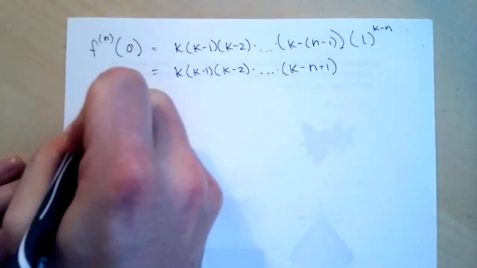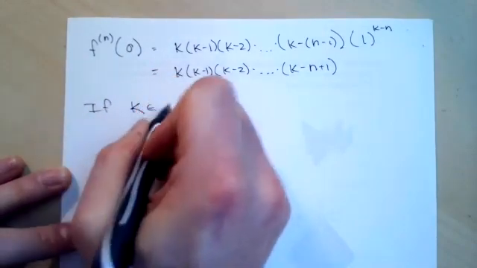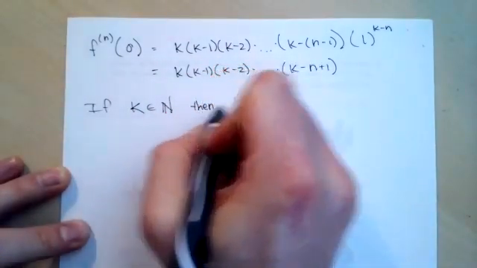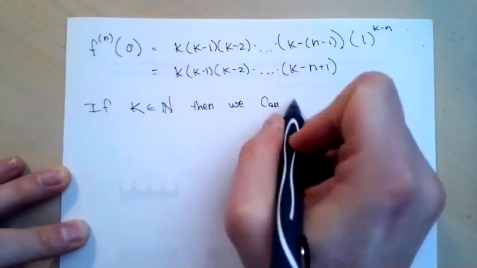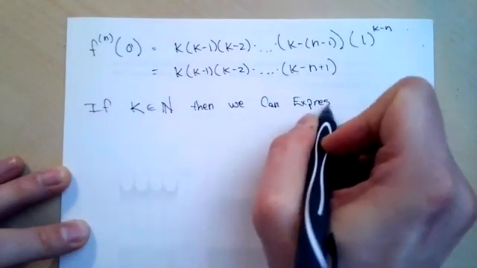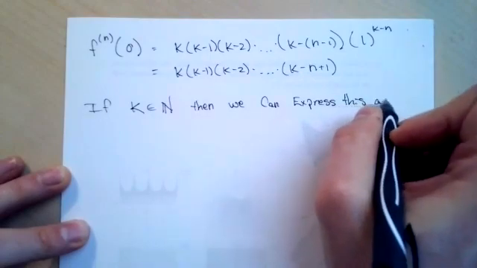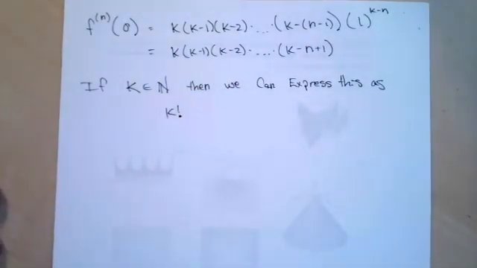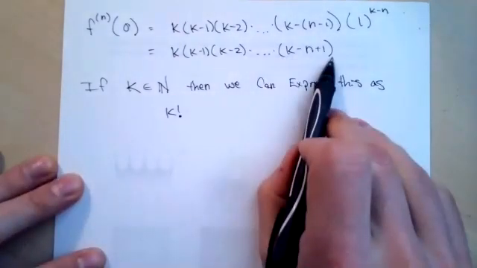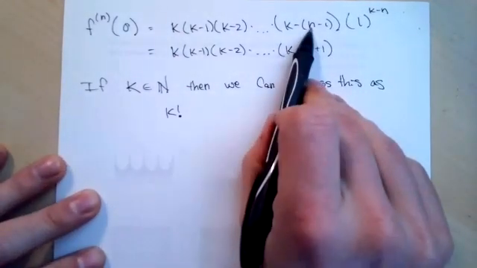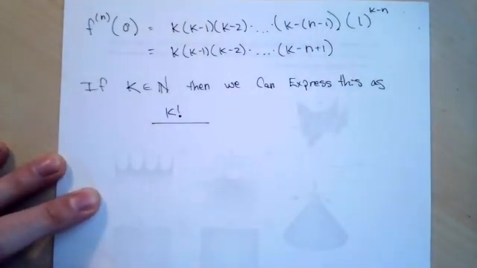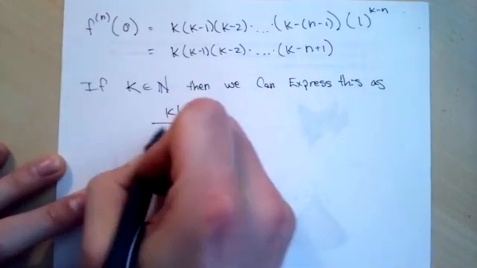So if k is a natural number, then we can express this as, well, we've got a k factorial in the numerator. However, we don't go all the way down to 1. We stop at n minus 1, which means we would need to divide by n factorial.